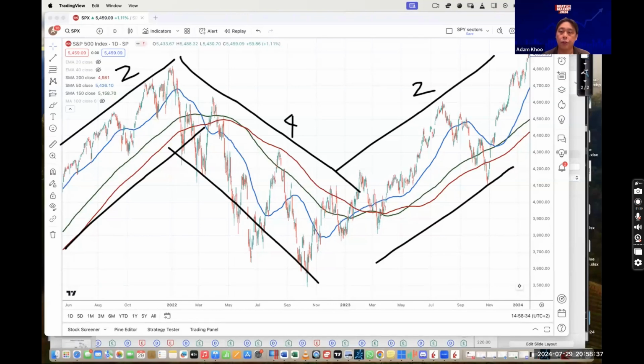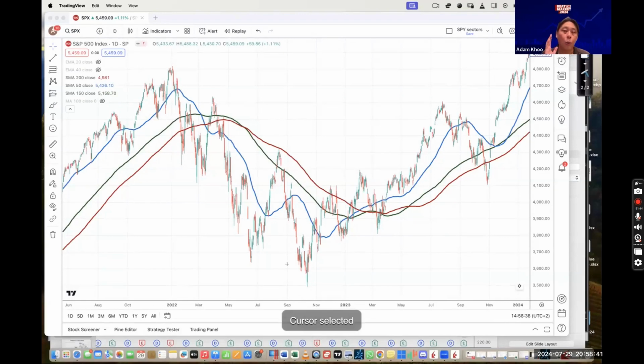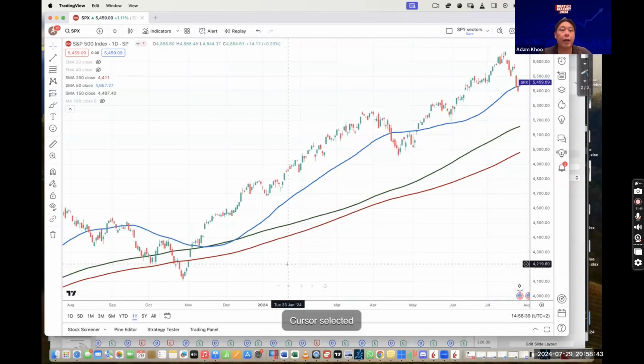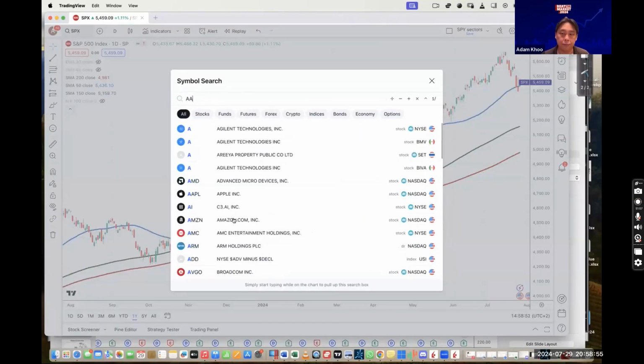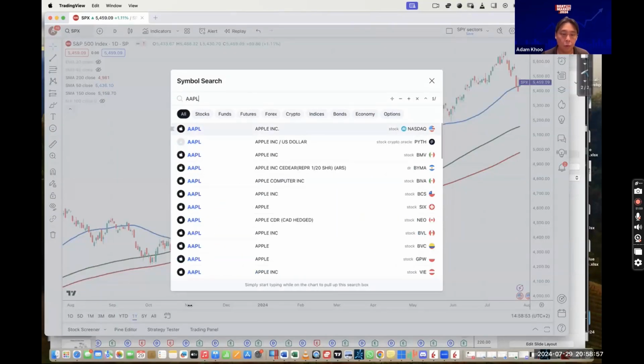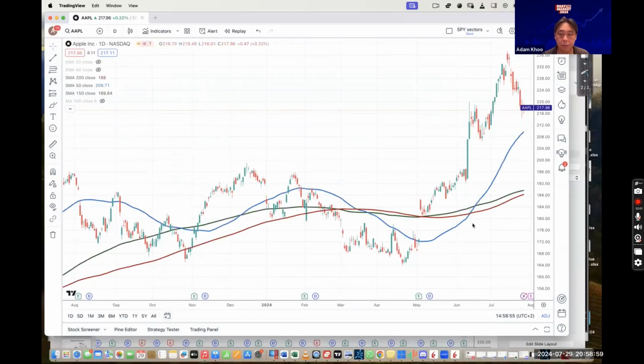Okay? So again, the important question to ask is, where are we now? We are now in stage 2 for the S&P 500. Now, of course, individual stocks will all be in different phases. Like, for example, let's look at Apple. How about Apple? What phase is Apple in now?